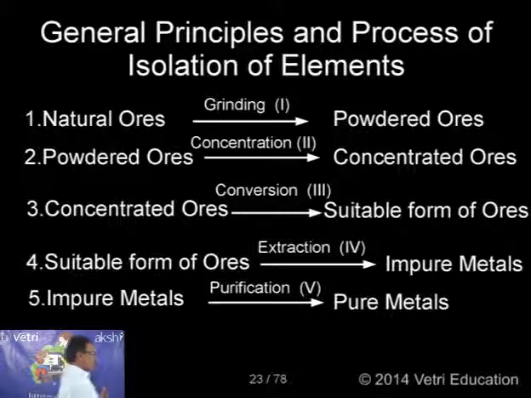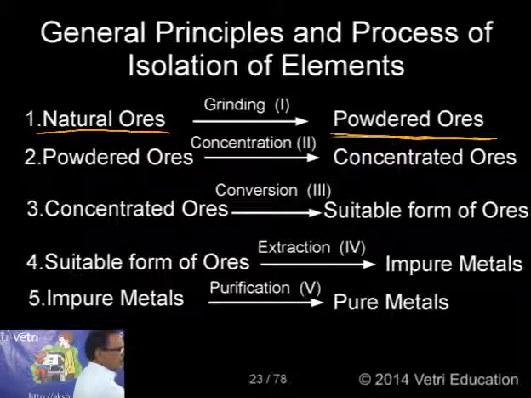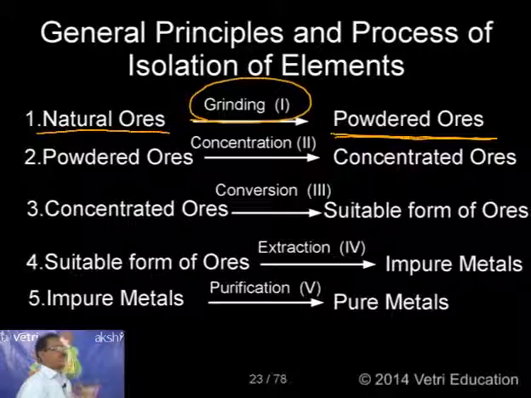What is step 1? Natural ores we are getting can be converted into powder ores by step 1, that is by grinding. When we are getting ore naturally as minerals, we have to convert it into powder form. So conversion of natural ore into powder ore is step 1, that we will call grinding.